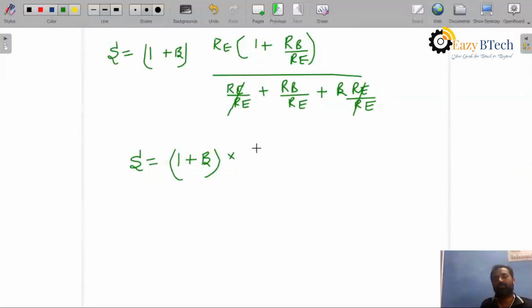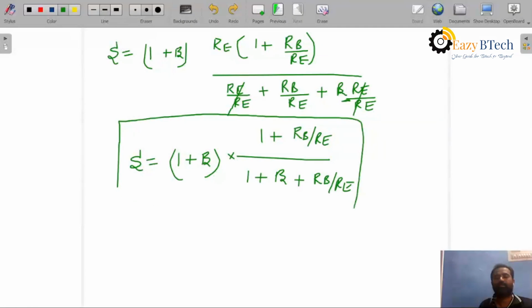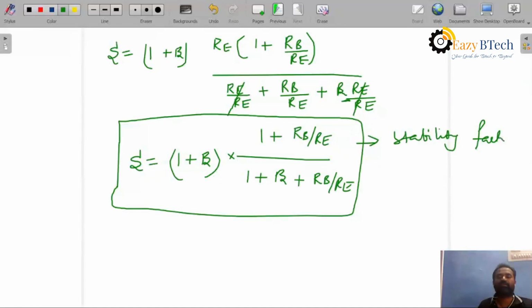Now you will get the stability factor S equals 1 plus beta times 1 plus RB by RE, divided by 1 plus beta plus RB by RE. This is the final stability factor for the self bias circuit.